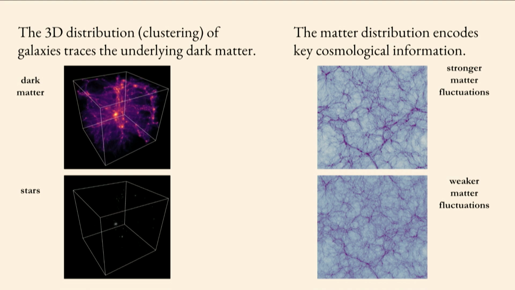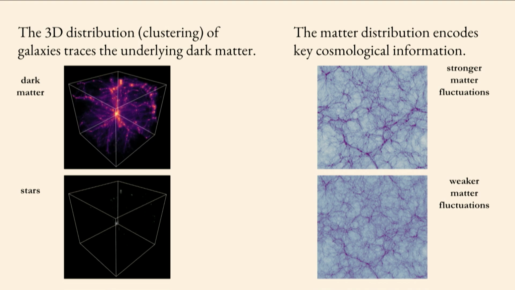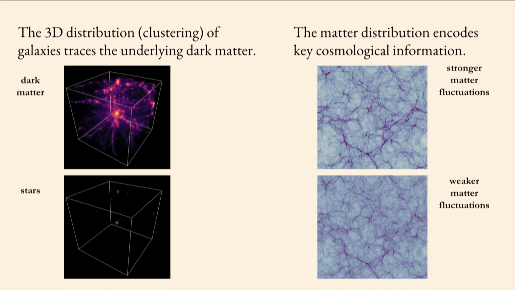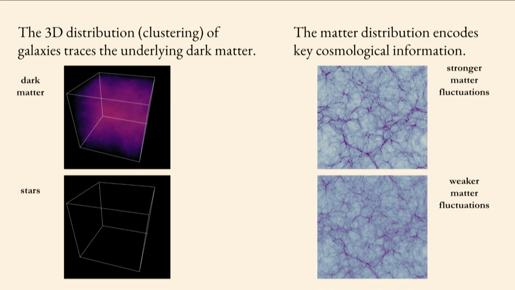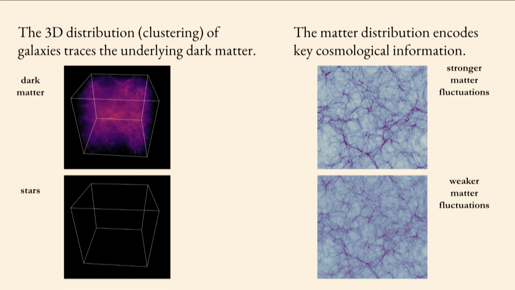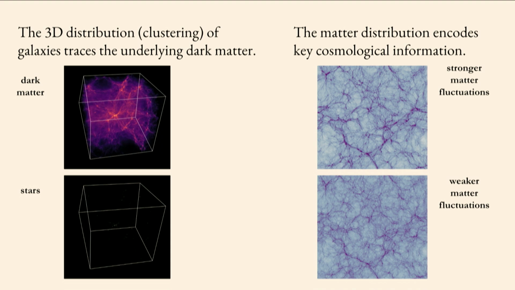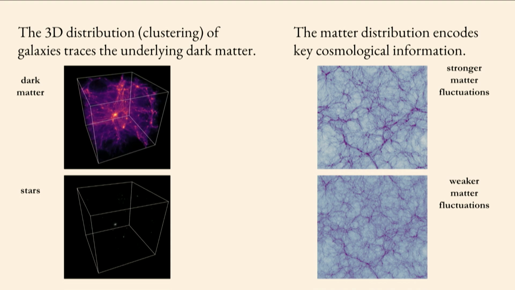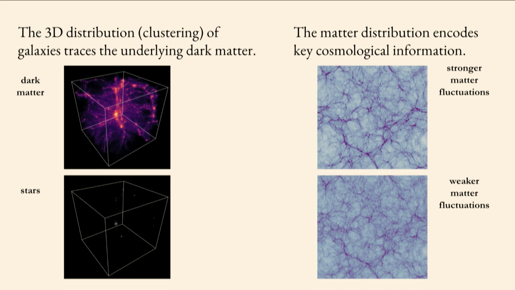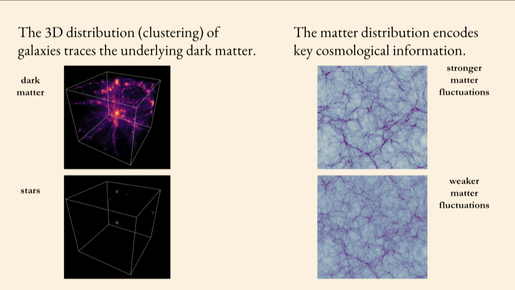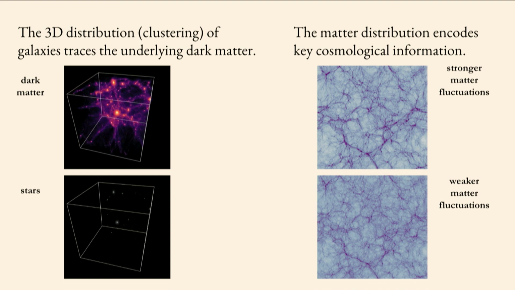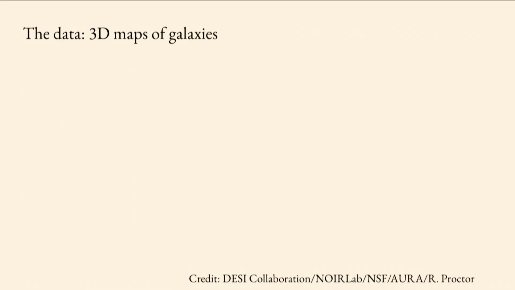So here is a simple example where on the top I'm showing a cosmological simulation that has stronger fluctuations of matter, so it'll have stronger knots of this dark matter, and then on the bottom, weaker fluctuations, but with the same initial conditions. So by looking at the stars and galaxies, really, that trace this matter, we can then work backwards and infer the cosmological parameters that we're interested in.